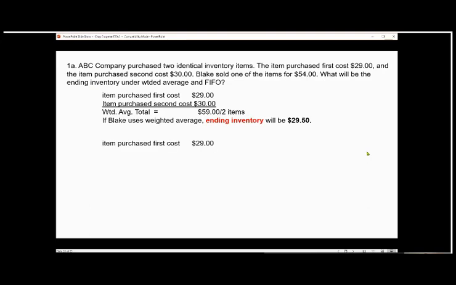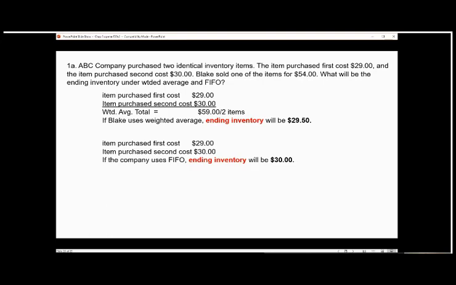So let's go ahead and do that here. So you have an item you purchased for $29. A second item you purchased, the cost of it was $30. And if you use FIFO as your costing method, the first thing in was the first thing out. That's the first thing in right there. And it was also the first thing out, the $29. So it's sold. That $29 item is sold. So what you have left is your ending inventory of $30. So the ending inventory, again, under FIFO is $30.